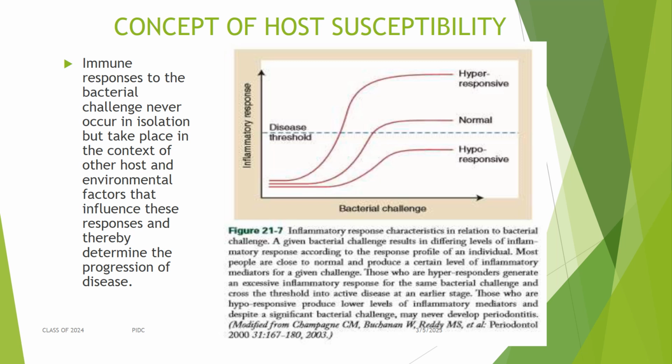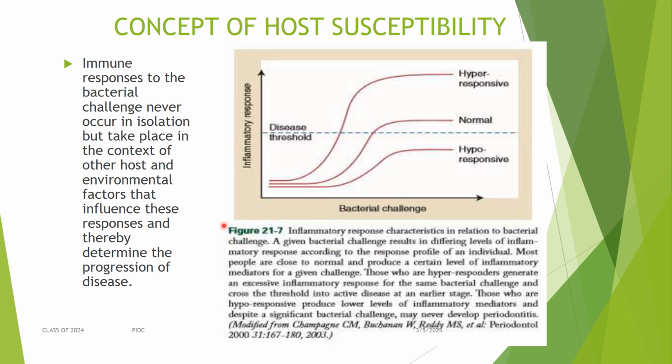Why is that so? The immune response to the bacterial challenge never occurs in isolation but takes place in the context of other host and environmental factors that influence these responses and thereby determine the progression of the disease. So here is a curve showing inflammatory response characteristics in relation to the bacterial challenge.